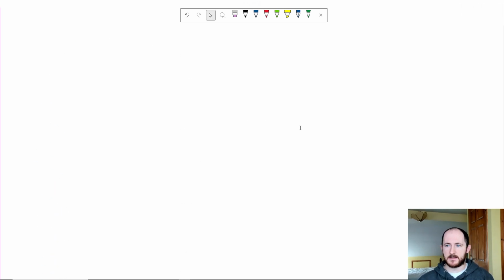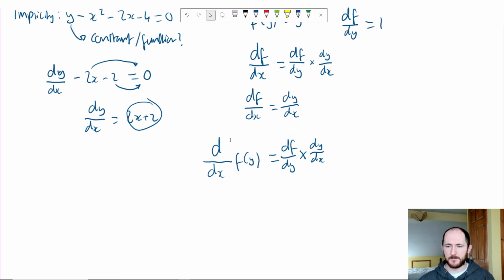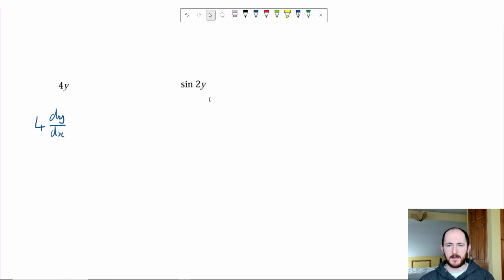Again, remember, we're using this original thing here. If we're differentiating a function of y, we differentiate with respect to y, and then we times it by dy by dx. So same thing here. When you differentiate sine, you get positive cos, right? Well, you get 2 in this case. So you get 2 cos 2y times dy by dx. That's it.